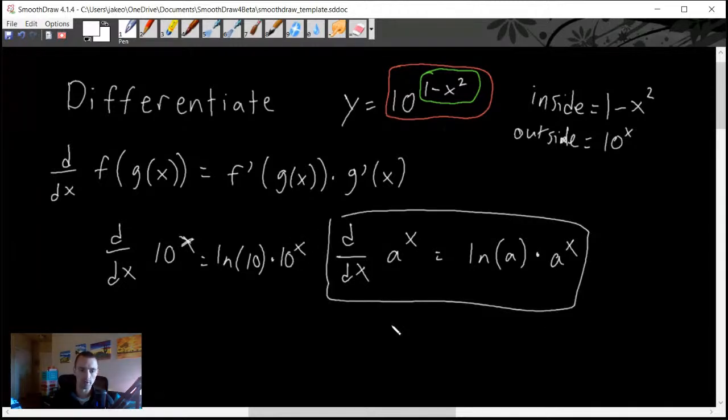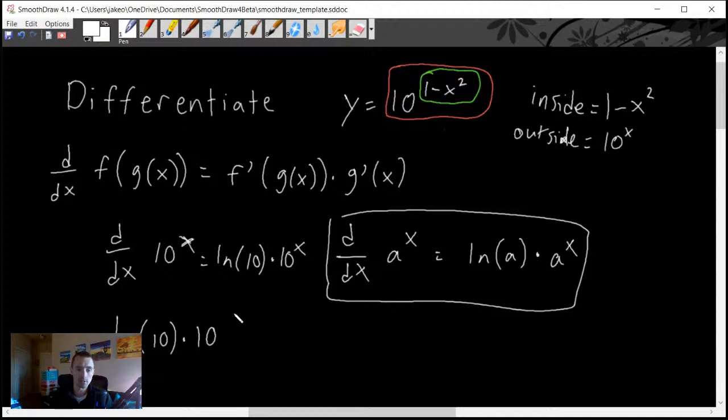Just using this formula here. Okay, so in terms of the chain rule, what we have to do is take, again, the derivative of the outside function, leave the inside function alone. So our inside function still needs to be plugged into the derivative of our outside function. So if our outside function is 10 to the x, the derivative of our outside function is going to be ln of 10 times 10 to the x.